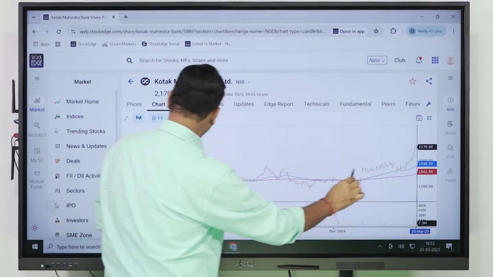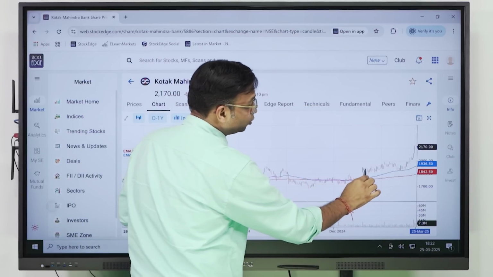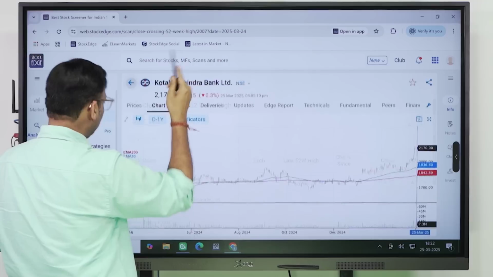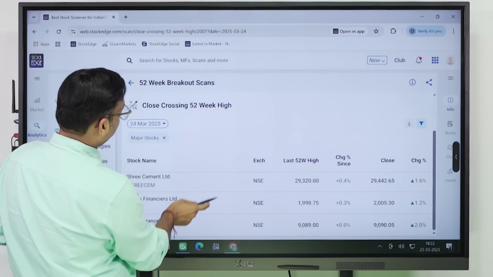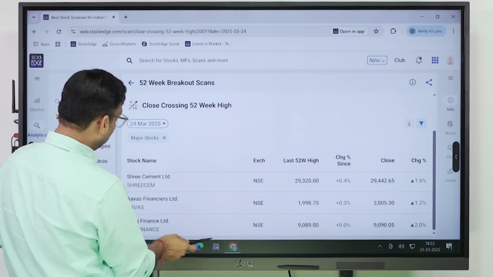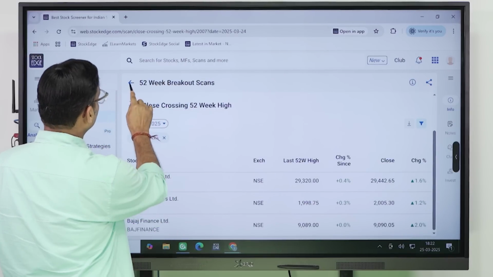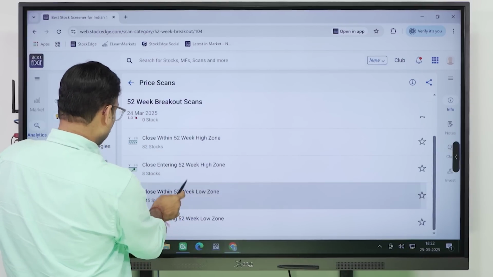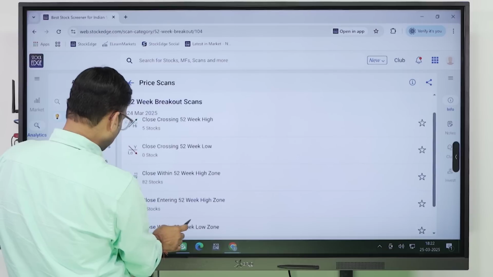Probably this was the time when the stock first started to make a 52-week high. We missed it. The stock went up. No problem. Let's find out a stock which has just crossed its 52-week high. Is there any stock which has just crossed its 52-week high? Let's see. Okay, no, we don't know.